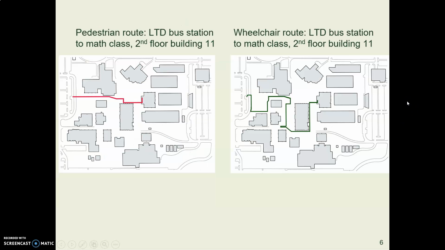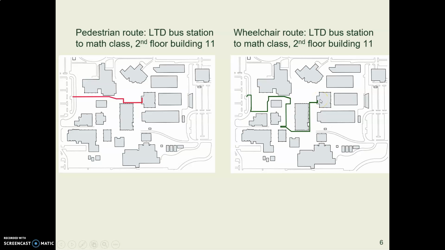Now I will map the route a person would take who gets off the bus and goes to a math class on the second floor of Building 11 if they use a wheelchair. And so here is the route you would have to take. There's steps. You couldn't go here. You have to go around here. There's some sidewalks. You could go around here. There is a little bit of ramp stuff here and go around the end of the center building over here.